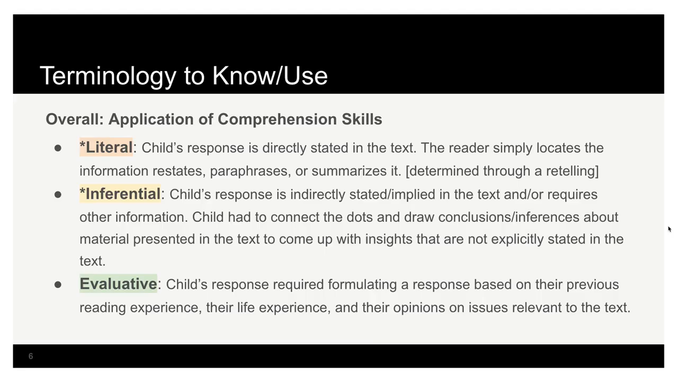So we'll start here. This is one of the first questions that you want to ask yourself when you look at a child's response. You want to think about, where is there evidence of the application of these different comprehension skills? Literal means that the child can really just directly state what is in the text. They can locate information, restate it, paraphrase it, summarize it, but they don't really go beyond that. Everything the child says they can point to in the text, but they're not going beyond that. The literal is just what's right there in the text.